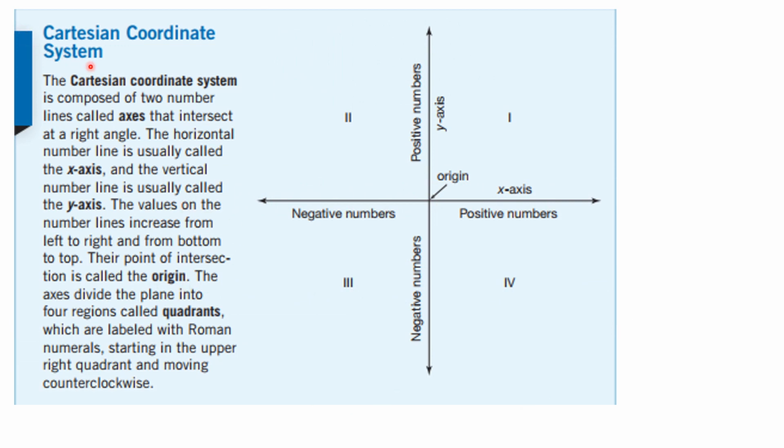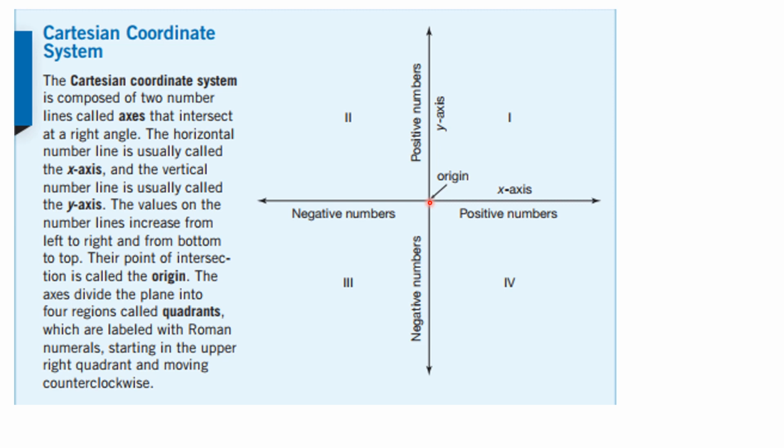We're going to begin talking about the Cartesian coordinate system, and it's composed of two number lines called axes that intersect at a right angle. The horizontal line is usually called the x-axis, and the vertical line is usually called the y-axis. The values on the number line increase from left to right on the x-axis and from bottom to top on the y-axis. The point of their intersection is called the origin.